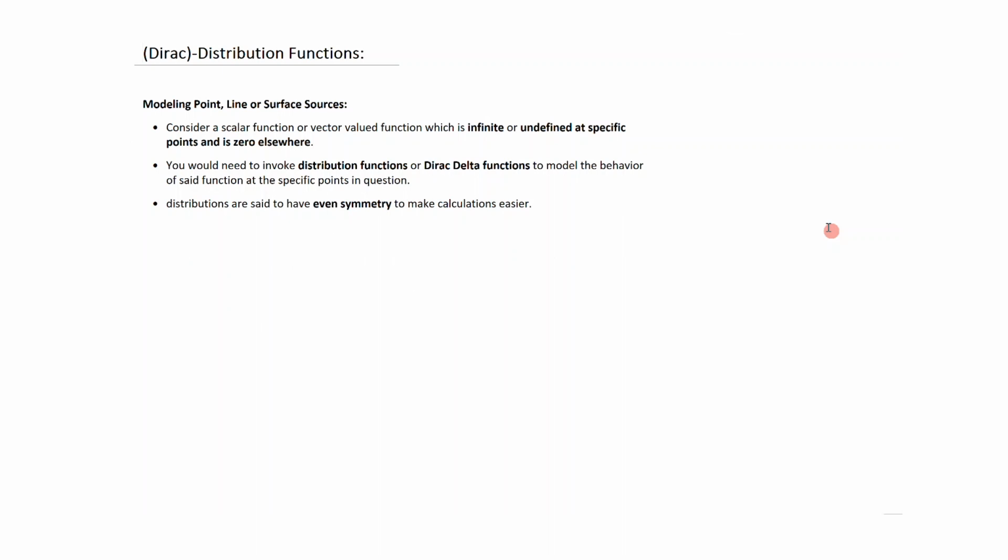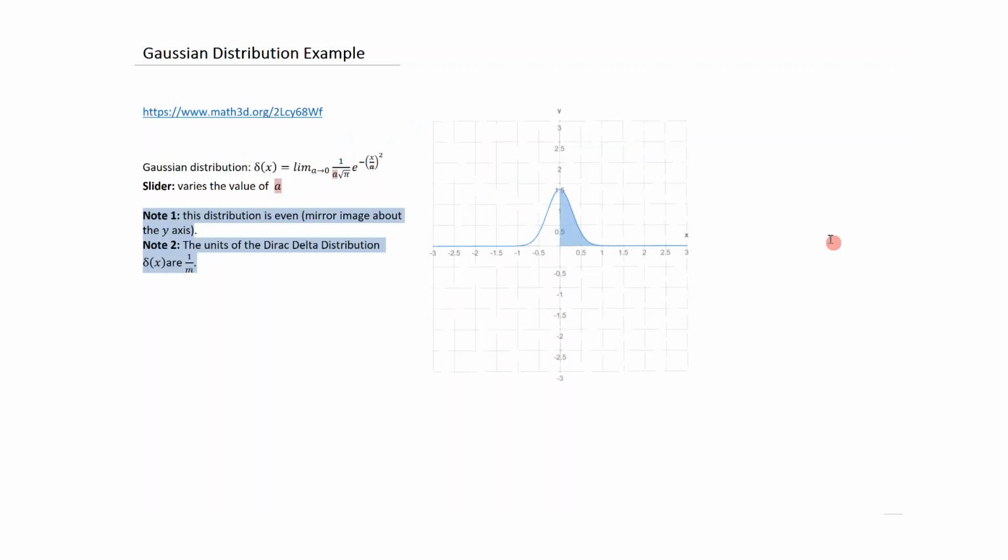All right, so the question of modeling point, line, or surface sources. First of all, consider a scalar function or vector-valued function which is infinite or undefined at specific points and zero elsewhere. Secondly, you would need to invoke distribution functions or Dirac delta functions to model the behavior of said function at the specific points in question. And thirdly, we're going to say that the distributions that we're considering are said to have even symmetry so as to make the calculations easier. So here's an example of a Dirac delta distribution.